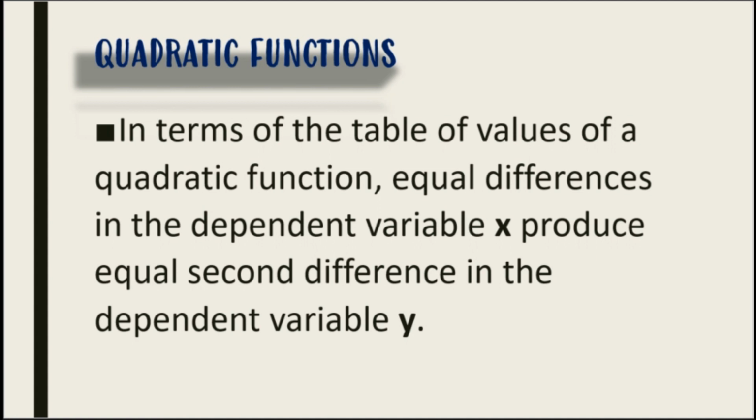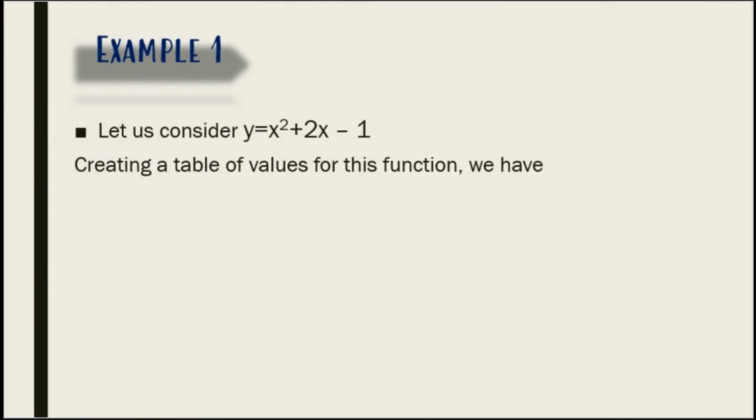In terms of the table of values of a quadratic function, equal differences in the independent variable x produce equal second differences in the dependent variable y. Again, in terms of the table of values of a quadratic function, equal differences in x produce equal second differences in y.